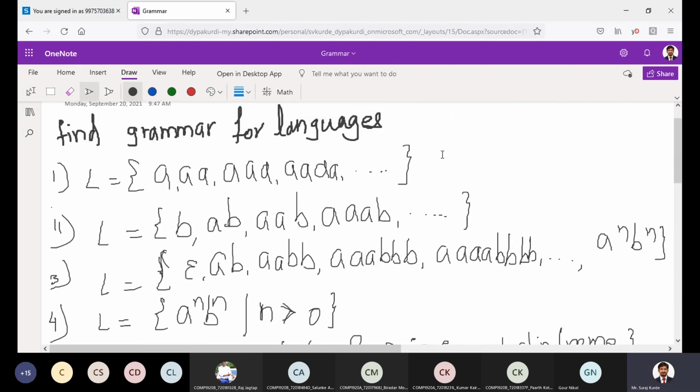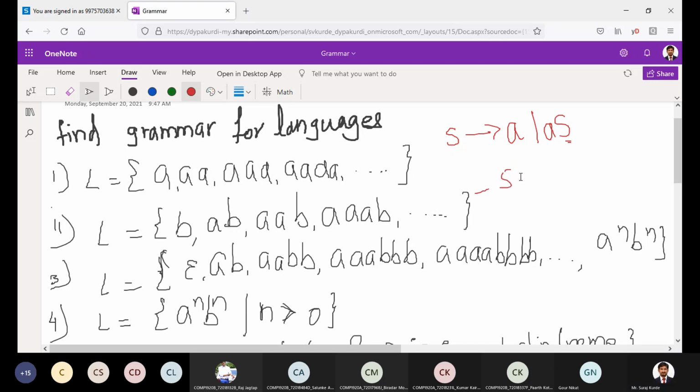First one is simple. For each, there is only one input, A. Each string will have a number of occurrences of A. So A is repeated multiple times. But I can write S produces A or it may produce AS. So this S can be replaced further with any of these productions. So a minimum of one A is generated.